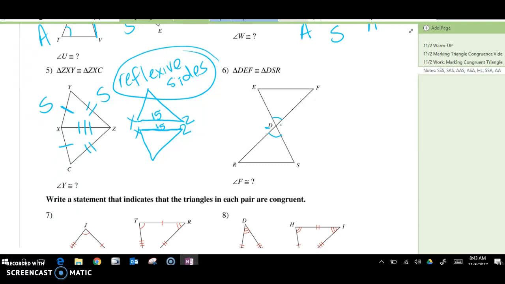Okay, I don't know if the video will catch my voice because I'm walking away, but what kind of angles are those? What kind of angles? Vertical.